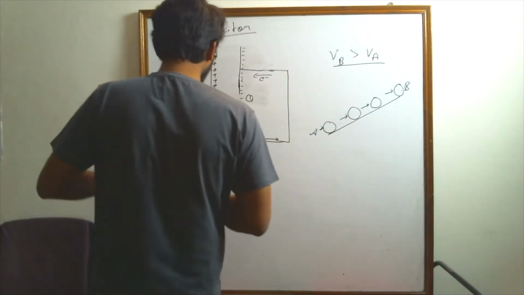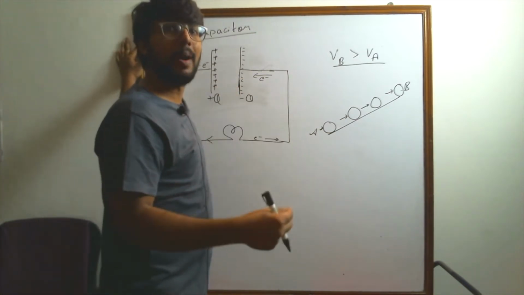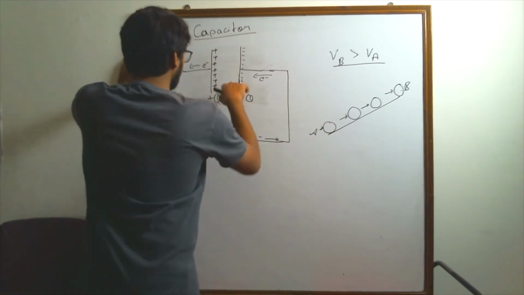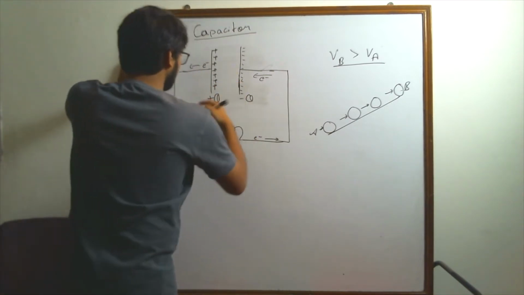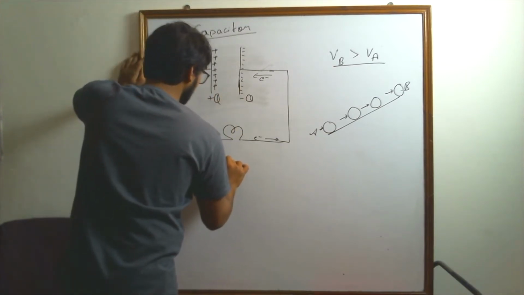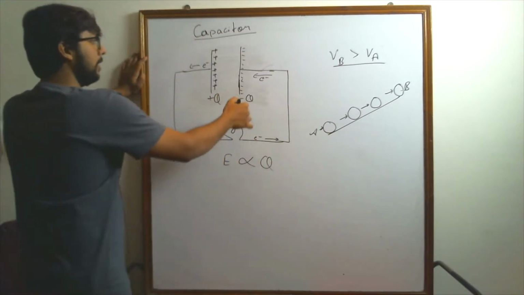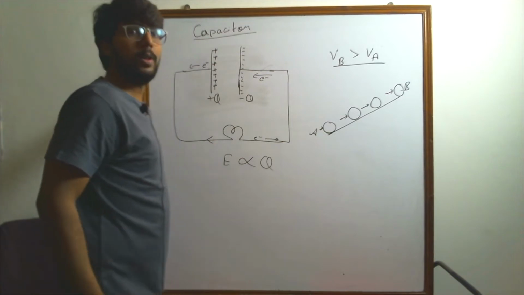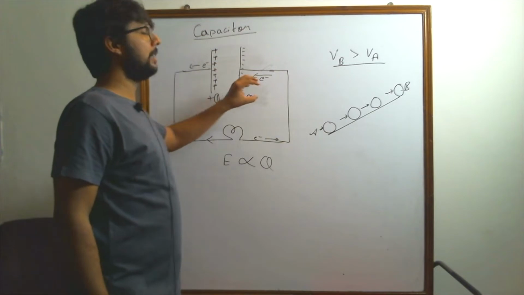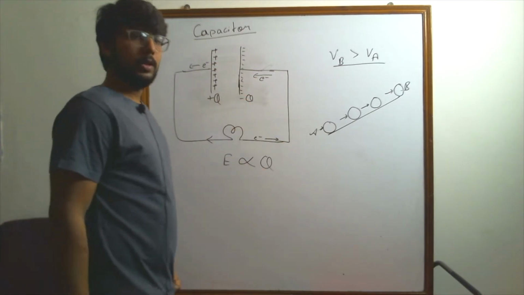Now let's understand how we figure out the capacitance, which is the amount of charge that a capacitor can hold. How do we look at it? The electric field is directly proportional to Q. As you can understand, the more the charge on the plates, the more my electric field would be, right? Because electric field is directly proportional to charge.